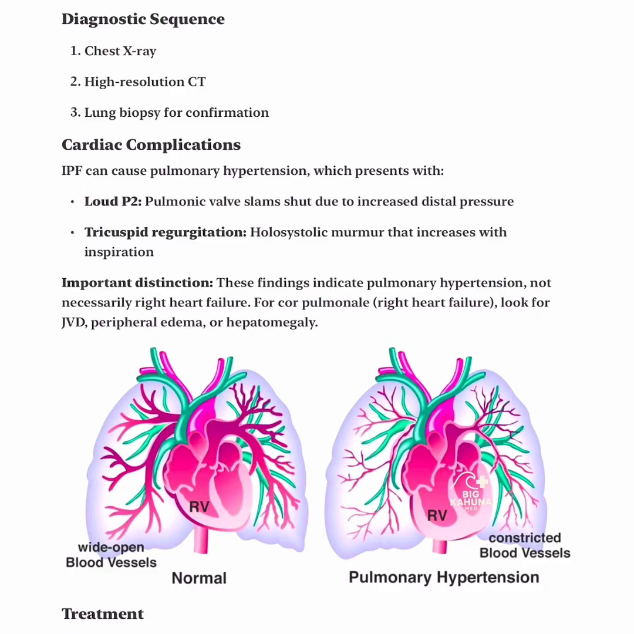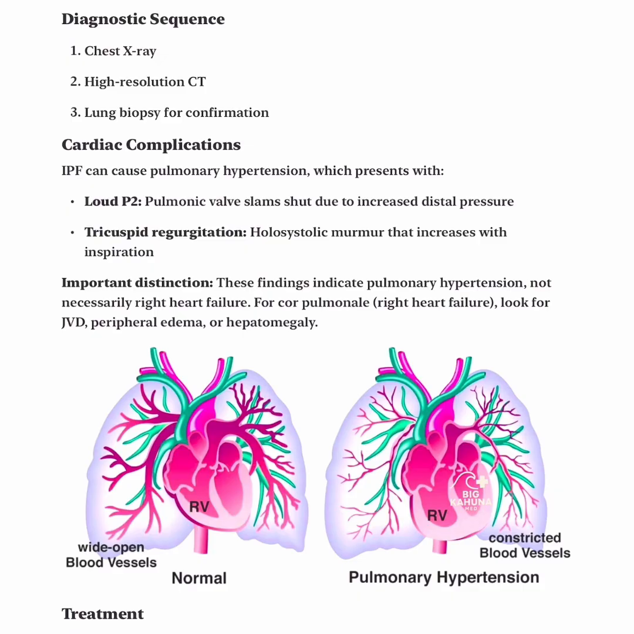They may ask you about cardiac complications. You need to know that IPF can cause pulmonary hypertension, which presents with a loud P2. This P2 sound is the pulmonic valve slamming shut due to increased distal pressure. You can also see tricuspid regurg. This is heard as a holosystolic murmur, and this holosystolic murmur increases on inspiration.